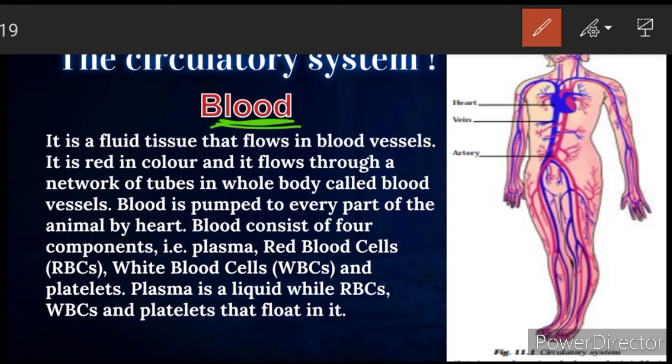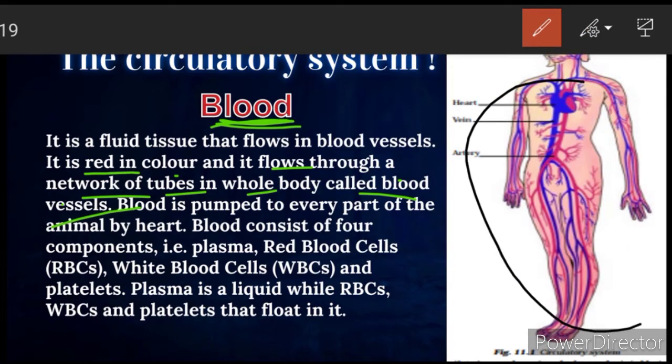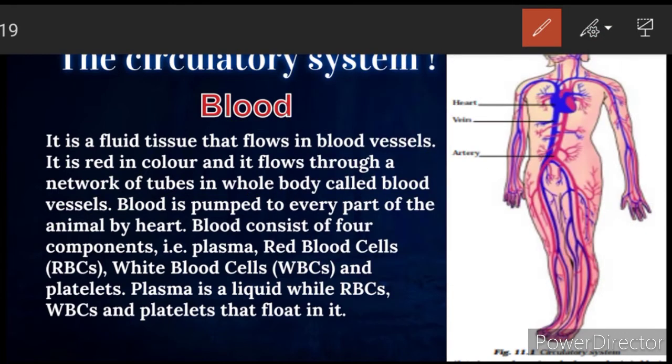Now it is red in color, and it flows through a network of tubes in the whole body called blood vessels. As you can see in this picture as well, there are a lot of tubes here, like pipelines. What they actually do is transport blood.